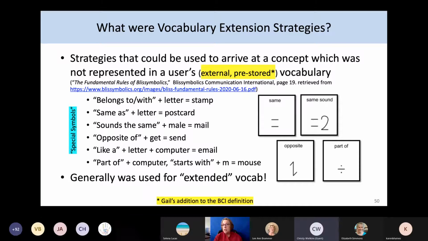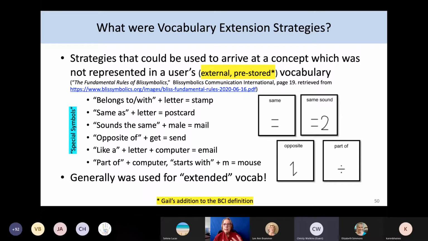Or they could have even just pointed to a letter and said same as or same sound as letter. So if the child pointed to belongs to letter, could be a stamp, same as letter, could be a postcard. Sounds the same as male or man, could be male. Opposite of: you had the word get, you said opposite of get. If I don't get it, maybe I give it, I send it. Yeah, send. Like a letter plus computer could be email. Part of a computer starts with M, could be mouse.